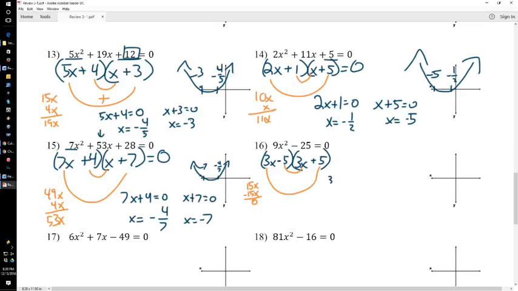To solve them, 3x minus 5 equals 0. So move the 5, divide by 3, x equals 5/3. And then 3x plus 5 equals 0. Move the 5, divide by 3, x equals negative 5/3. So we've got 5/3 and negative 5/3, draw a parabola, and there you go.